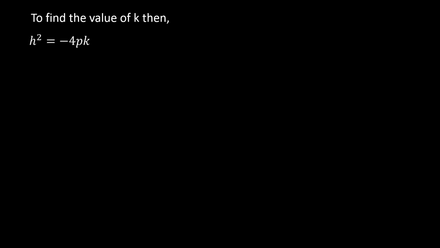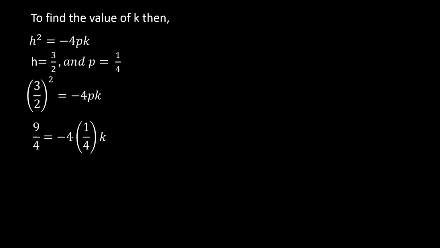Remember that in the previous steps or slides, we have h squared is equal to negative 4pk. We already have the value of h and the value of p, so all we have to do is replace h by 3 over 2 and p by 1/4. So the quantity of 3 over 2 to the power of 2 is equal to negative 4pk. Then p is equal to 1/4, so we can have 9 over 4. Then dividing both sides by negative, k now has a value of negative 9 over 4.